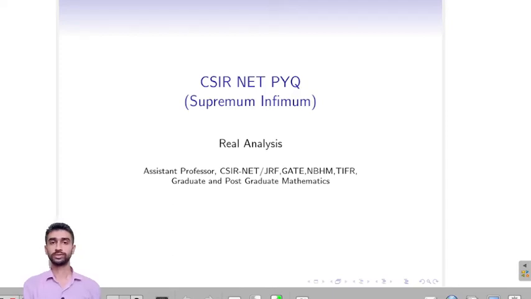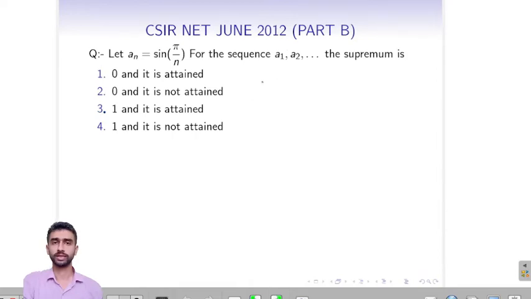आज हम लोग कुछ प्रीवियस ईयर क्वेश्चंस देखेंगे CSIR नेट के जो सुप्रीमम इनफीमम के टॉपिक से रिलेटेड है। सबसे पहला क्वेश्चन मेरा जो है दैट कम्स फ्रॉम दिस जून 2012 एंड इट वाज in part B, means only one option is correct. So he says there is this an which is defined by sine pi by n for the sequence a1 a2 and this, and then find the supremum.